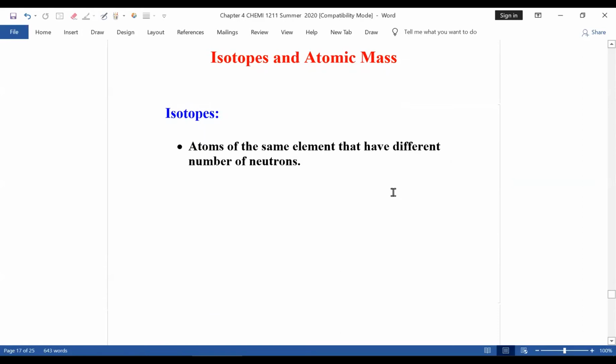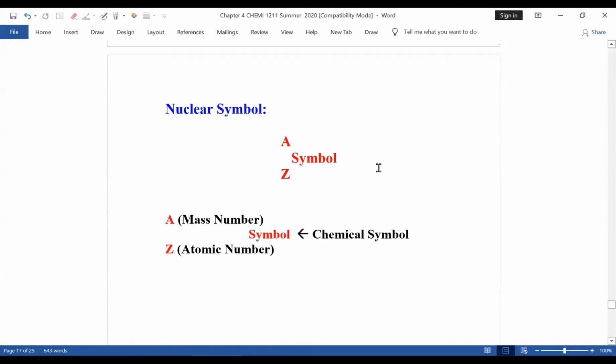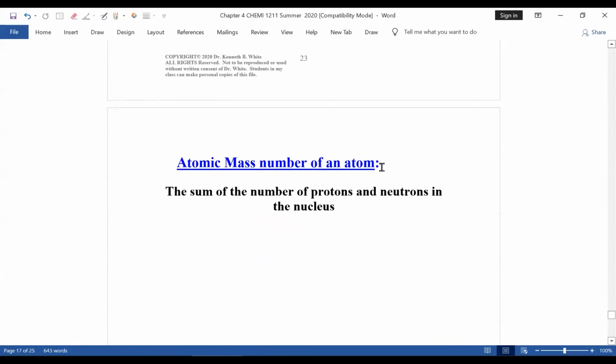Not on here, isotopes. I'm never going to ask it, but I'll use the term. Isotopes are atoms of the same element that have different numbers of neutrons. When we get into nuclear chemistry, this plays an important role. Nuclear symbol I've never used, so I'm going to skip this. Atomic mass number of an atom is the sum of protons and neutrons in the nucleus.